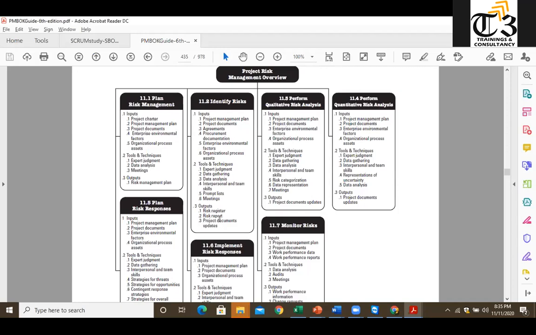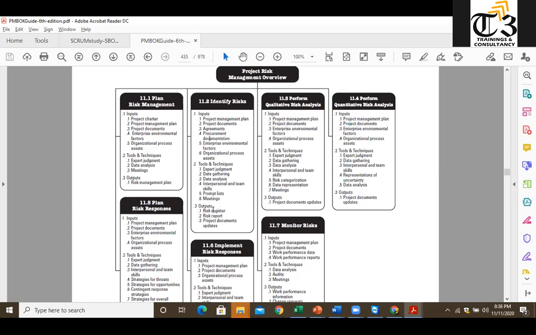So our knowledge area for project risk management is about, we need to understand about risk. We said risk is an uncertain event. It could be positive, it could be negative. We need to increase the likelihood of positive risk and decrease the likelihood of negative risk. We need to take the risk for growth and returns.